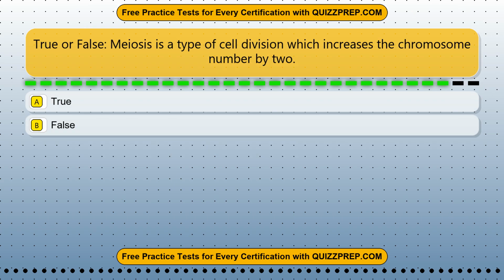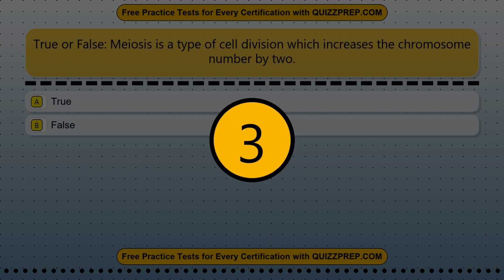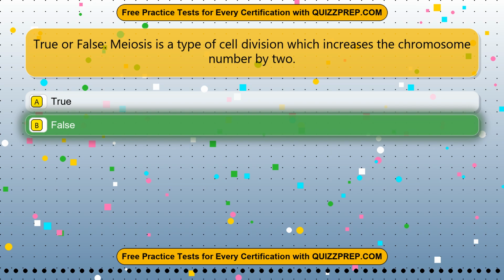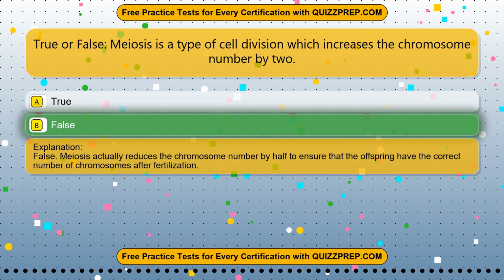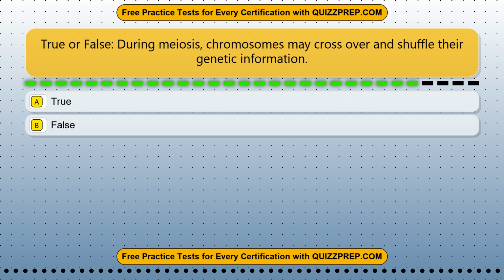Question 43. True or false? Meiosis is a type of cell division which increases the chromosome number by 2. Option A, true. Option B, false. The correct answer is option B, false. False. Meiosis actually reduces the chromosome number by half to ensure that the offspring have the correct number of chromosomes after fertilization.